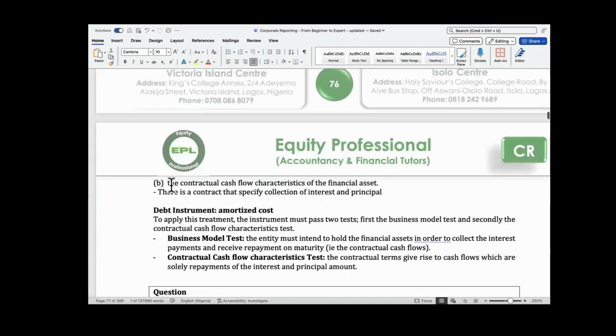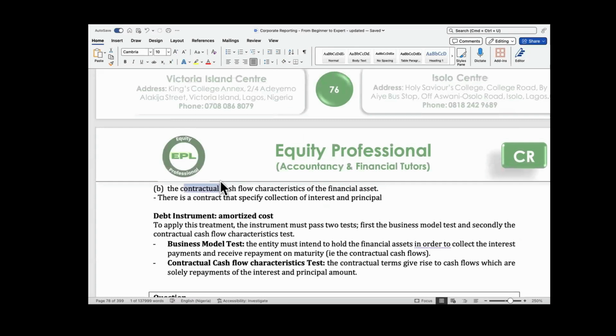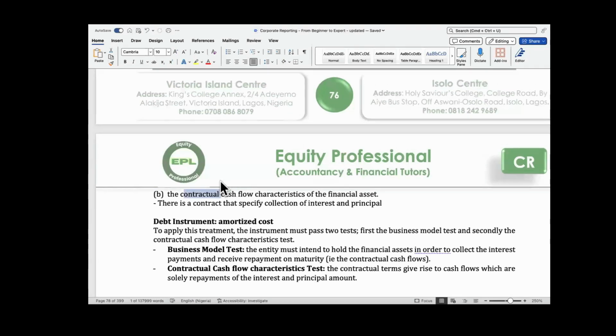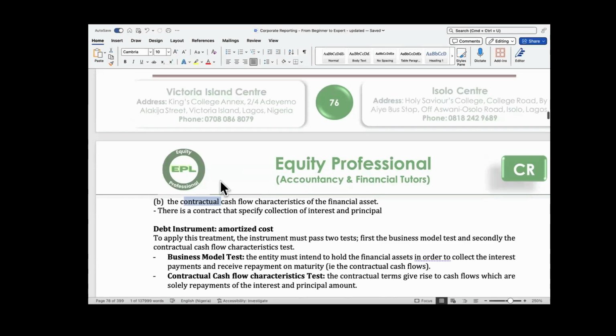Secondly, is the contractual cash flow characteristics. Okay, meaning that there has to be a contract that will specify that you would collect interest and principal. It's not just enough that you have a business model in mind. There must be a backing contract that will specify that, okay, you have invested so much and you collect this amount of principal at maturity, and you collect this percentage of interest every year. There has to be a contract that will specify that.